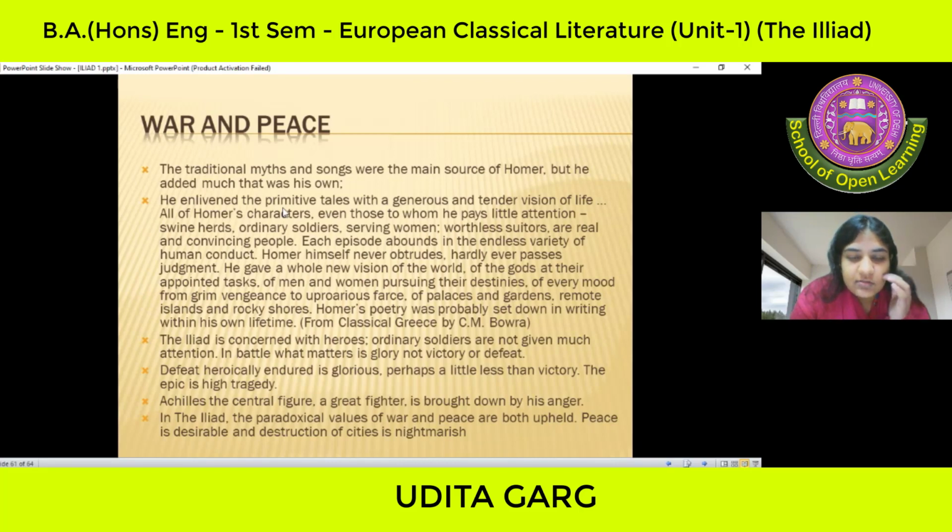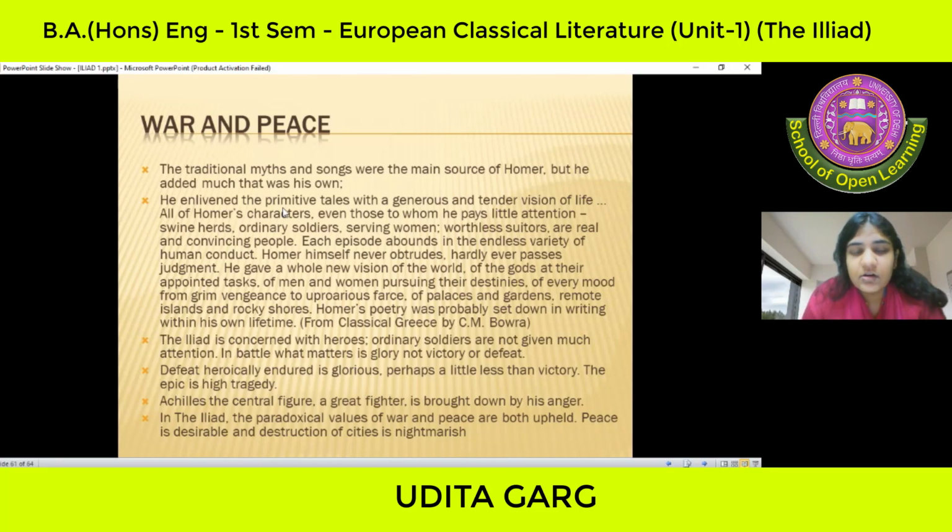In the Iliad, paradoxical values of war and peace are both upheld. Peace is desirable and destruction of cities is nightmarish, right? So related with probably the shield, the armor of Achilles that is built, it has both things. It depicts a city at war and it depicts a city at peace. And even through our entire discussion on the epic, you would have seen that Homer is constantly giving instances about people remembering nostalgically about peaceful environments, peaceful places, and yearning for them, right? So it is about peace that the epic is actually thinking.